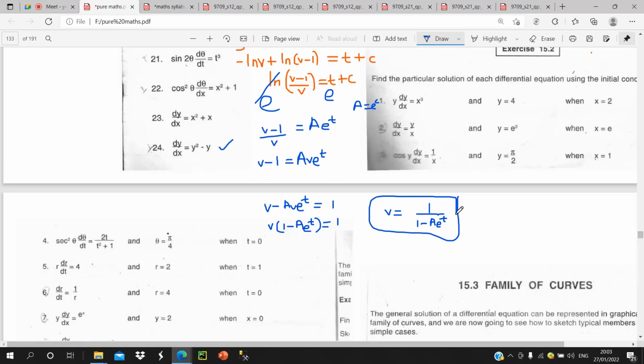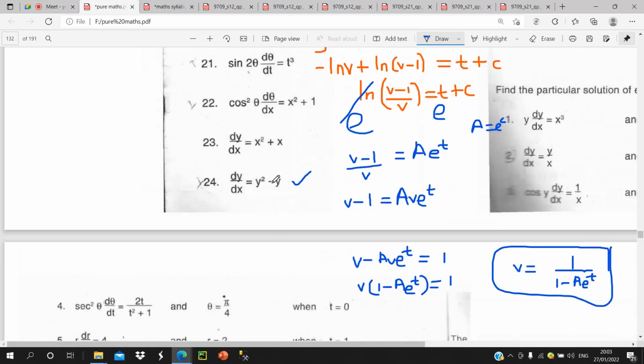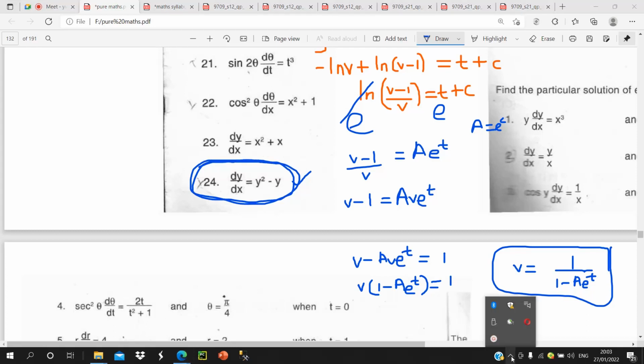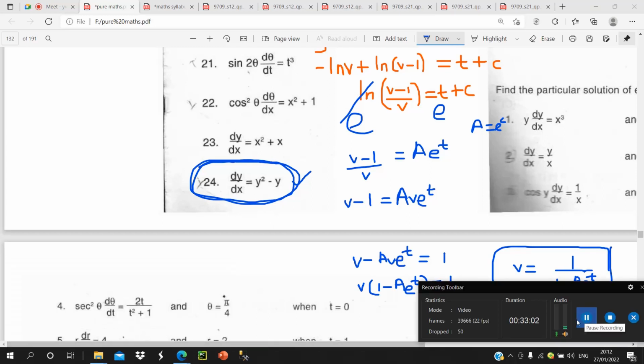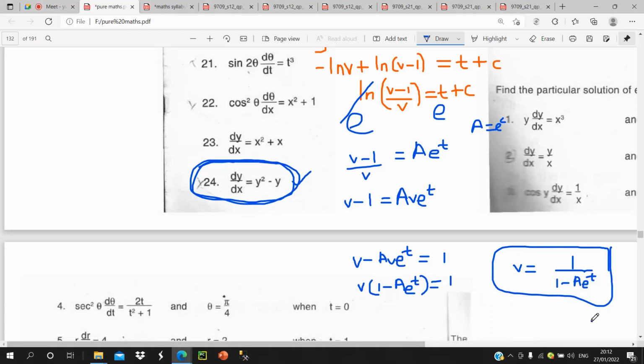Yes. So can you try number 24? Maybe I can give you less than 5 minutes. Can you try number 24? So these are the general solutions. When they say find the general solution, these are the processes. So let's move on to particular solutions.